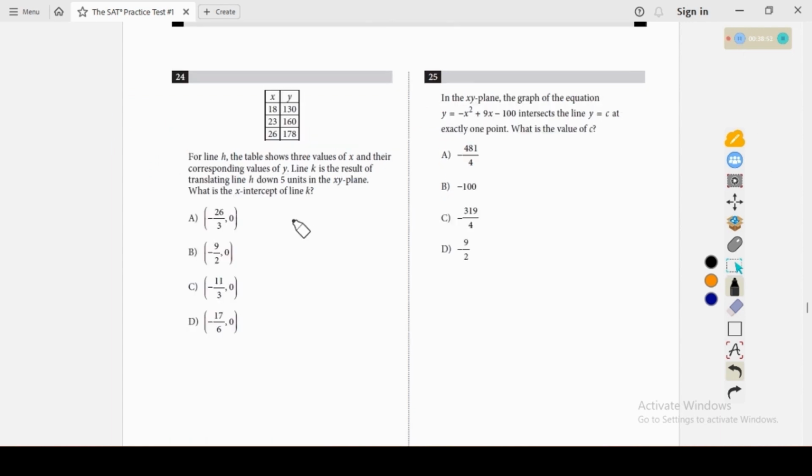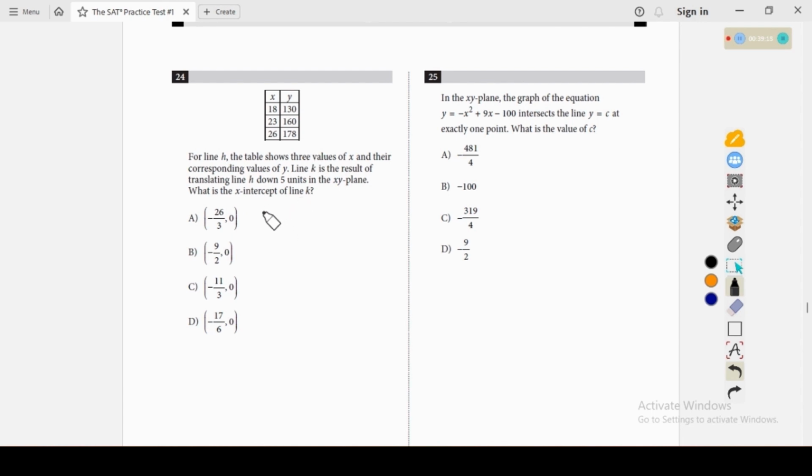In question number 24, we have a table in which we have been given the values of x and y. For line H, the table shows 3 values of x and 3 values of y. The line K is the result of translating the line H down 5 units in the xy plane. What is the x-intercept of the line K?